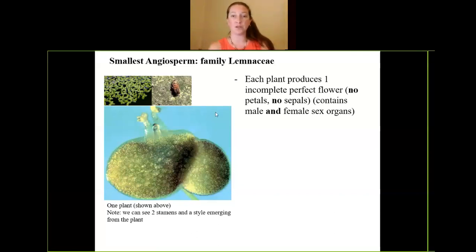So let's just look at it. This is an example of an incomplete perfect flower. So we have to think, what does it mean if it's incomplete? If it's incomplete, it's missing at least one whorl. And what does it mean if it's perfect? If it's perfect, it has both sex organs. And so what do we see here?